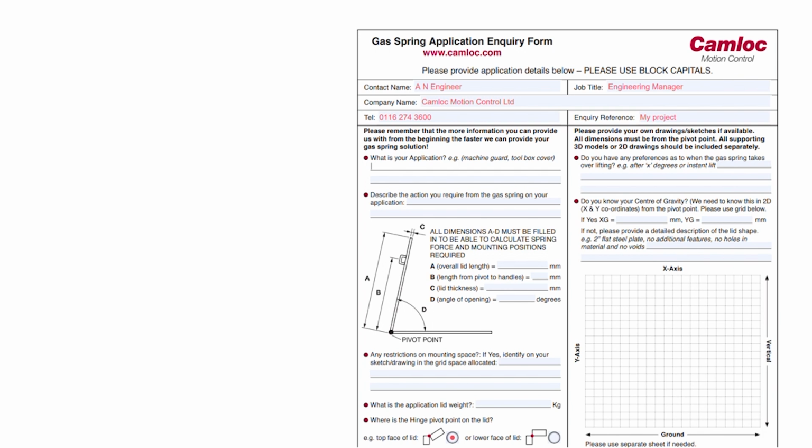Then we start getting some information that we need about the application itself. So firstly, it's just a basic description of what the application is. Here we have a couple of examples. It might be a machine guard, it might be a toolbox cover. For this particular one, we'll use the example of an access hatch for it.